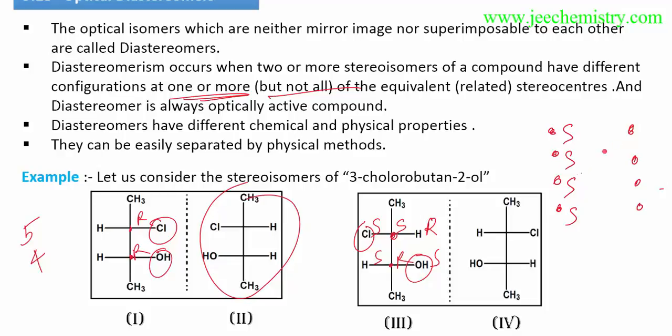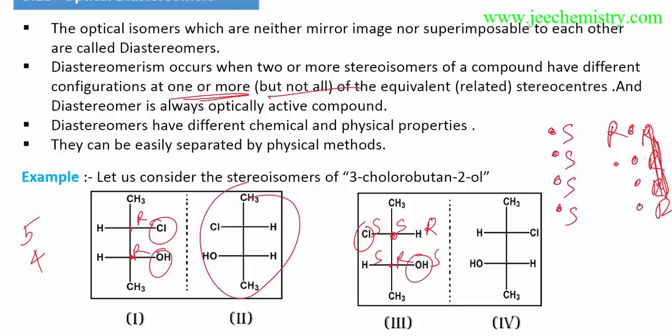That doesn't mean that all the stereocenters will be different. If all the stereocenters are different in this compound, with opposite R configuration, then that will be an enantiomer. This is not our criteria. Our criteria is that only one stereocenter, or 2 stereocenters, or 3 stereocenters are to be different. Not all the stereocenters must be different.